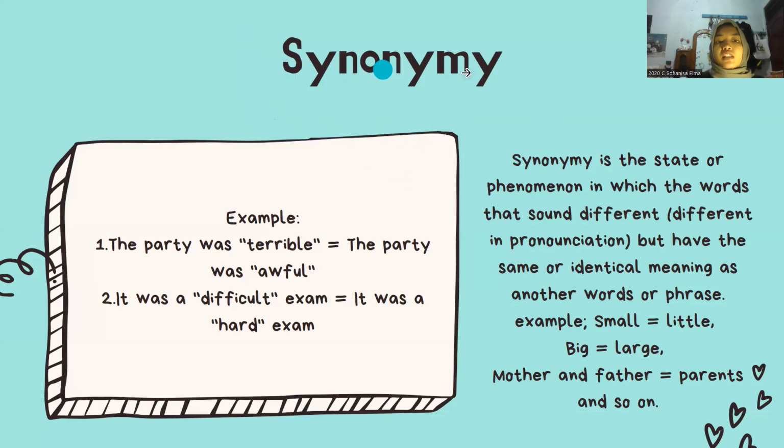The first one is synonym. Synonym is the state or phenomenon in which two words that sound different, have a different pronunciation, but have the same or identical meaning as another word or phrase. For example, the party was terrible. The synonym is, the party was awful. Like that. And the second, it was a difficult exam. It was a hard exam. Like that.